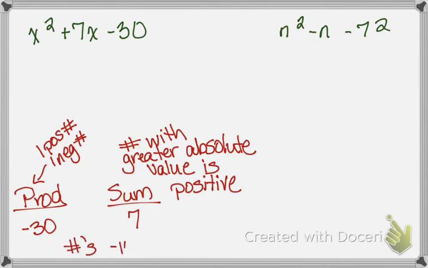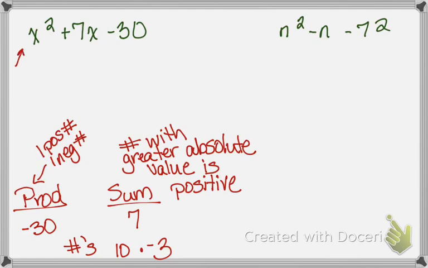Good. Negative 10 and positive 3. And it is the other way around. Thank you very much. I did that last class too. 10 times negative 3. Thank you for catching that. So 10 times negative 3 is negative 30. 10 plus negative 3 is positive 7.